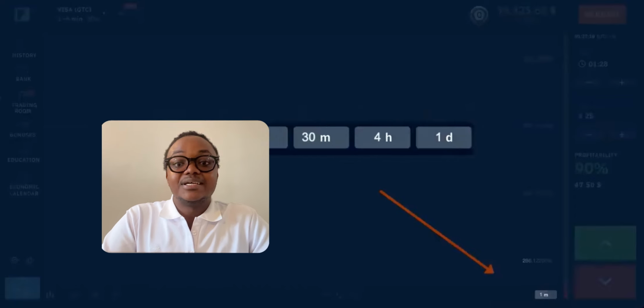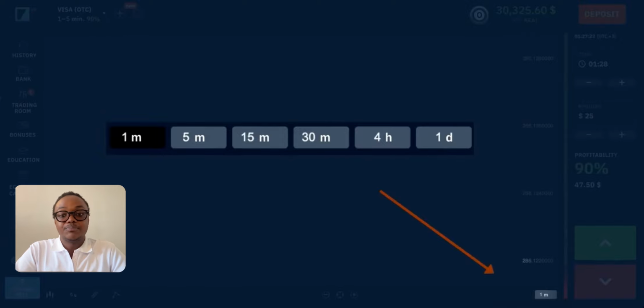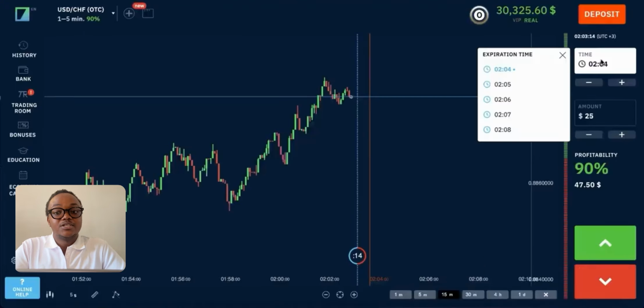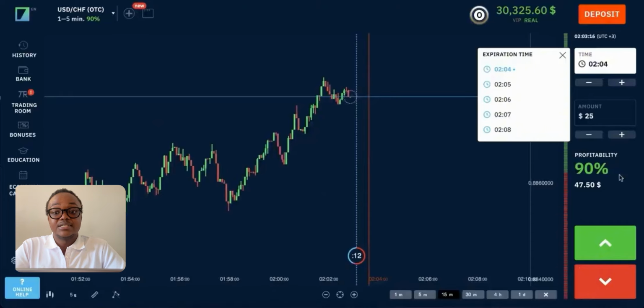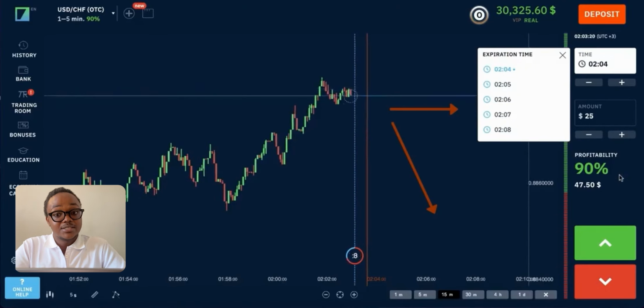The chart period is the time interval during which the price movement of an asset is analyzed. It determines how frequently prices are updated on the chart. Chart periods can vary in duration. For example, on the Binarium platform, they range from 1 minute to 1 day. It's important to understand that the choice of chart period is closely related to the selection of the expiration time and depends on the trader's strategy.